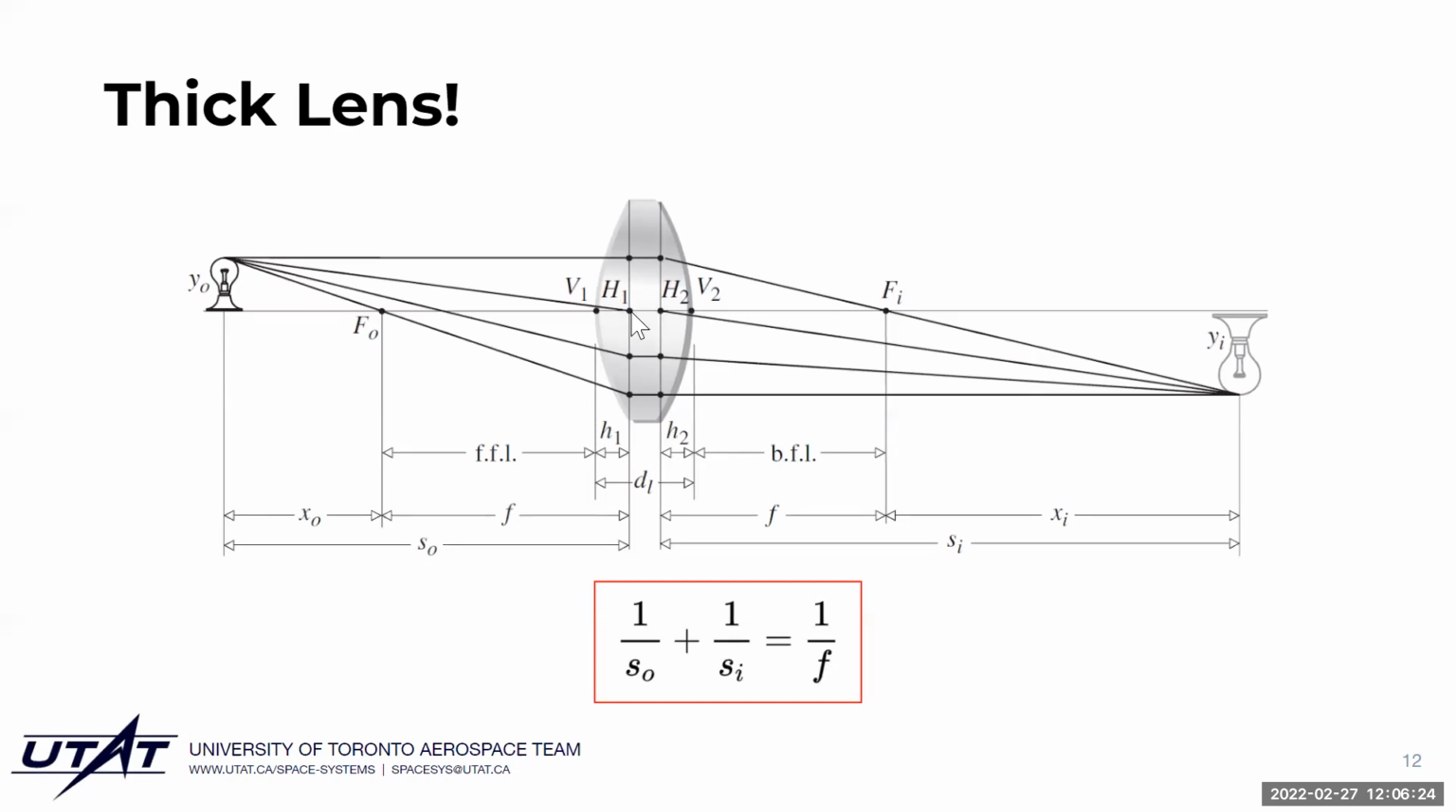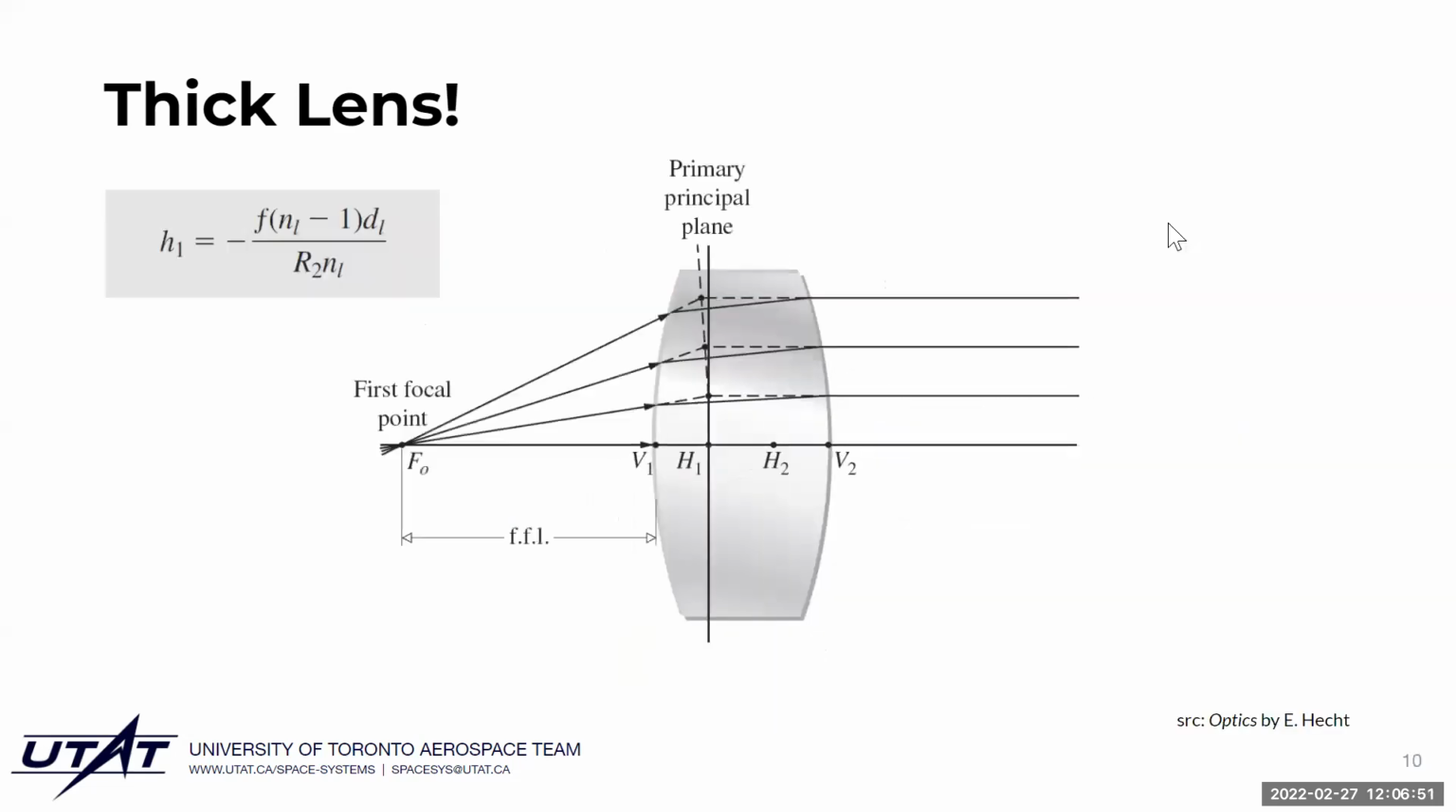So yeah, nodal planes are essentially where your ray enters and exits at the same angle. And here you can see it's the same height and the same angle. So it's very, very nice because all we have to work with is just the thin lens equation, the Gaussian formula or Gaussian equation. And the only condition is we compute the location of our principal planes.